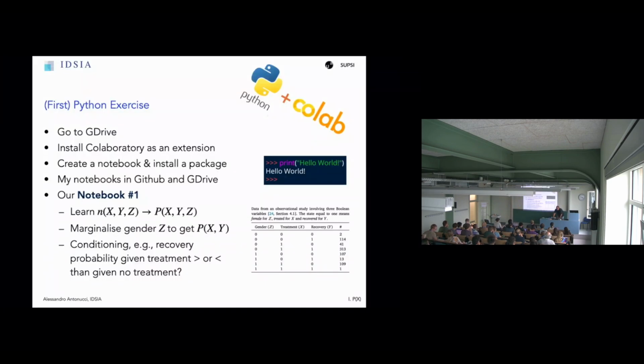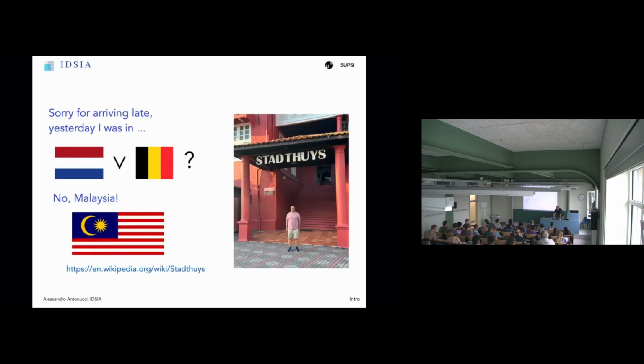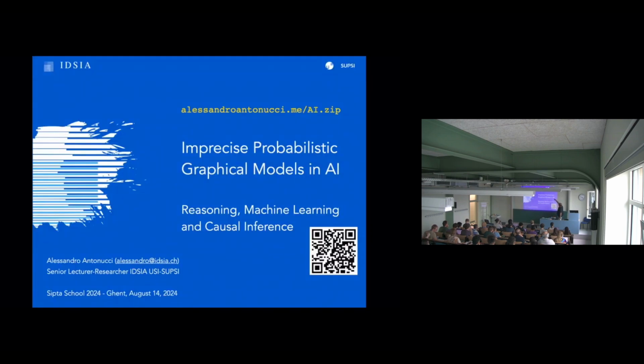The other option is just to go to alessandroantonucci.me/ai_zip and download all the stuff, and you will have the notebook locally. The third option is just to check what I'm doing together with me. So I'm not waiting for you. I'm just showing it to make the feeling about what we are doing more practical. And if you need me to go back to this QR code or to this URL, just let me know. Okay.